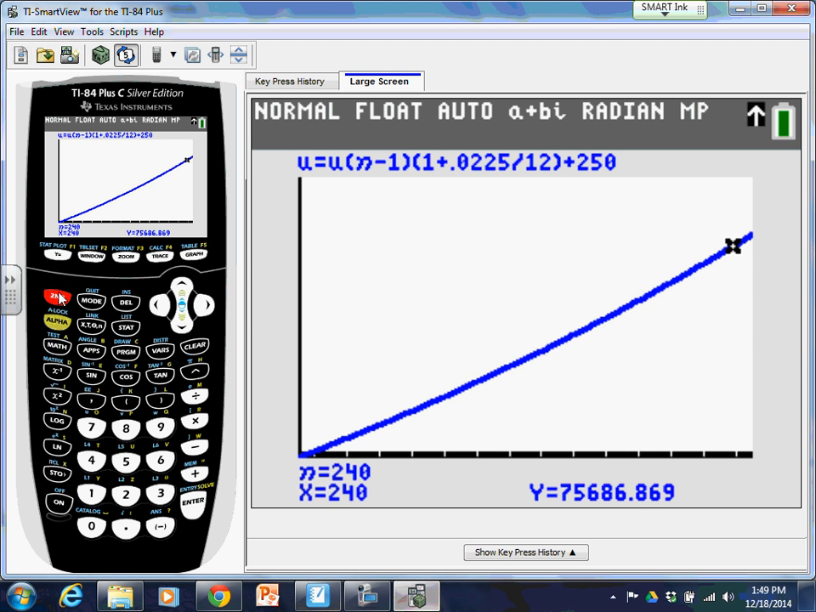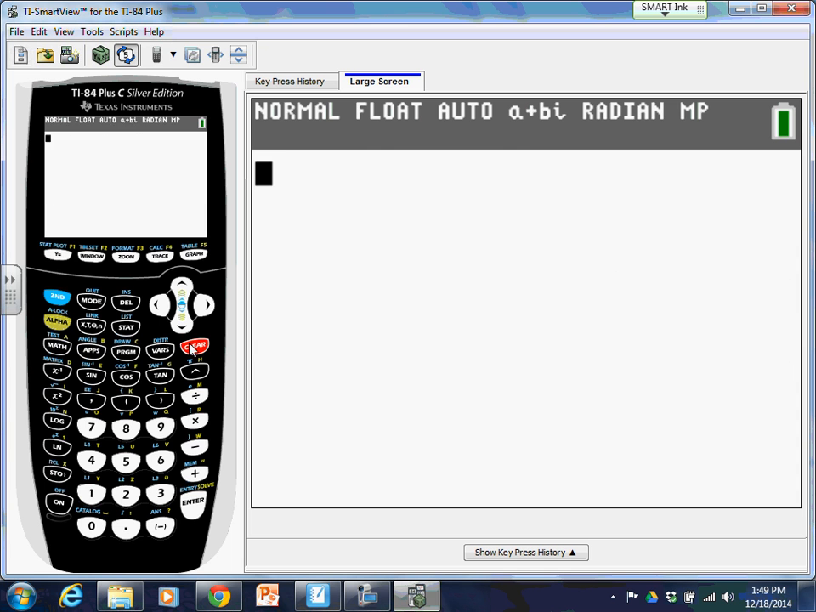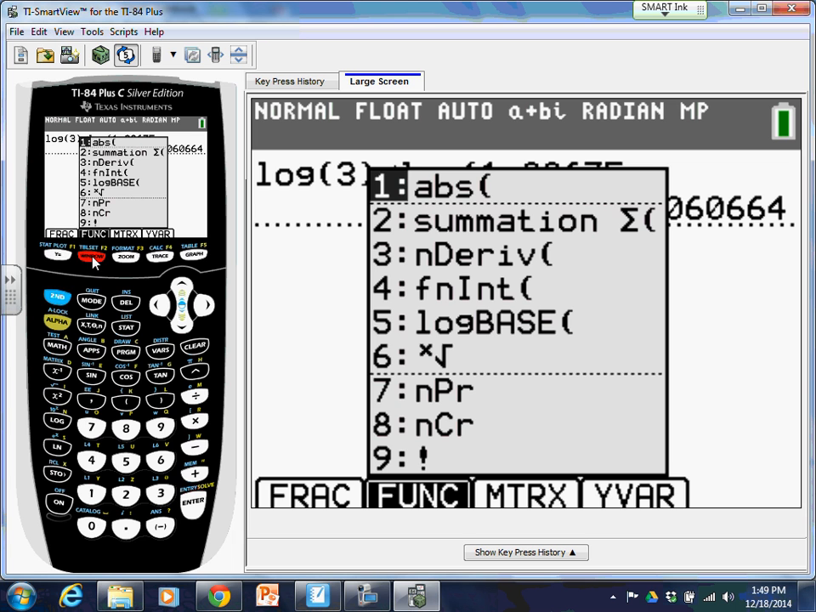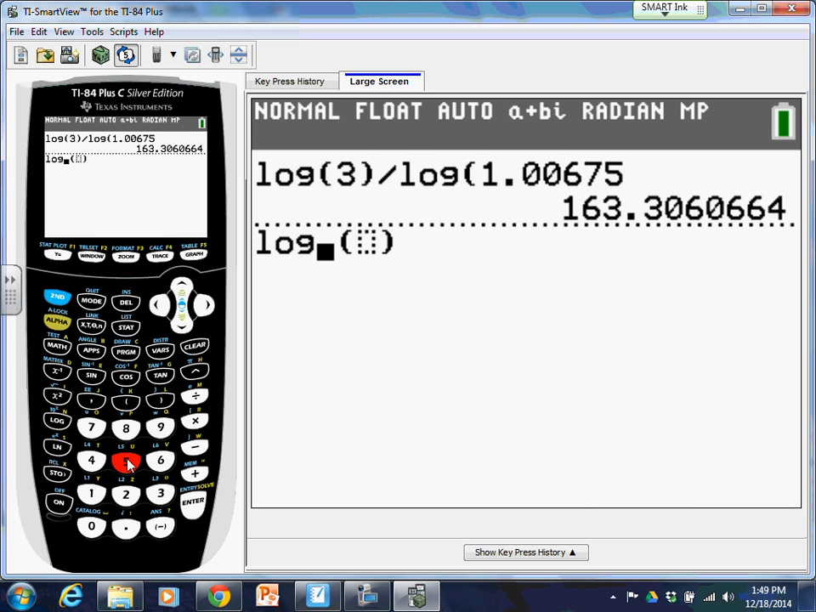So if we just went log of 3 and divided that by the log of that base, again, which was 1.00675, that's going to be the answer to that log. And with the newer systems, you can go alpha F2 and just pull up the log base and do it in one step, where it looks more like it looks on your paper.